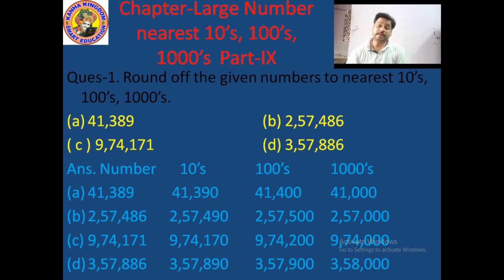This part is 9,74,171. Once again I repeat the number, 9,74,171. This is a very easy number and you will all understand how to solve nearest 10, nearest 100 and nearest 1000 in this number. See, first is nearest 10. In this number, which digit is in ones place? 1 in ones place. And which digit is in tens place? 7 in tens place. Okay.